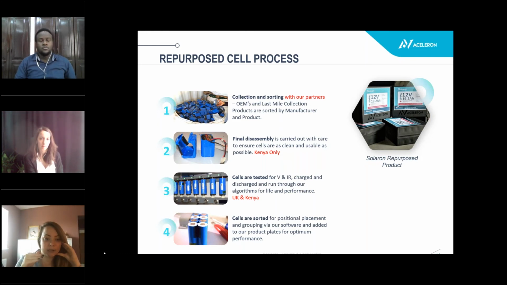Any cells that pass through that initial stage move forward to the cell testing stage, where we look at voltage, internal resistance, and they go through a full charge and discharge cycle. The data from that goes into algorithms to ensure whether they can be moved forward and put into a pack for a second life. These cells are then sorted and grouped, placed within packs, and sold on. So that's a little bit about that process.